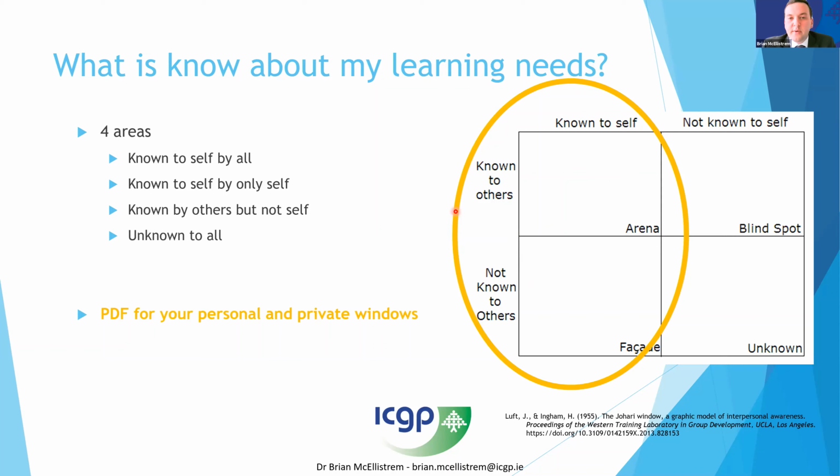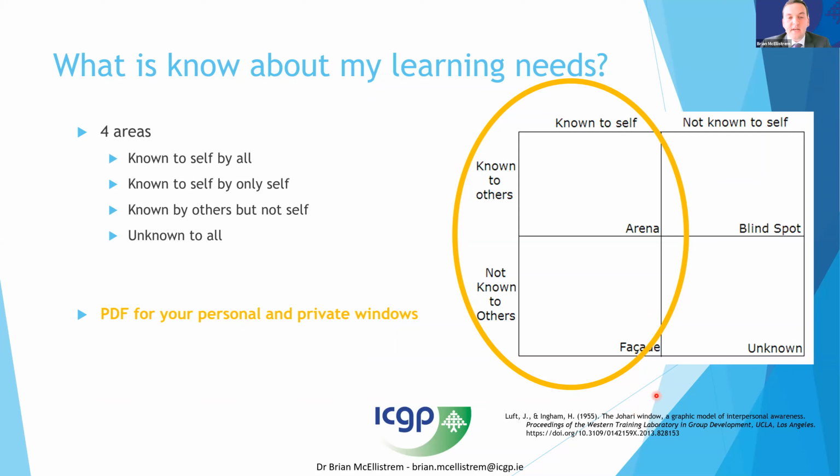So take a moment now, if you would, in your editable PDF, and describe your arena and your facade. The arena is what you know to yourself and is known to others, and the facade is known to yourself but not known to others. And for those of you who joined us in the last little while, this PDF is completely private to yourself, and you don't have to share it. Everything you put down there is just for yourself, to be taken away from the meeting this evening.